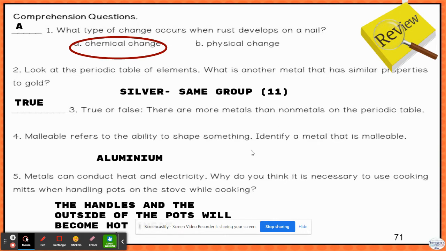Number 3 is a true statement: there are more metals than nonmetals on the periodic table. Number 4, malleable refers to the ability to shape something. Identify a metal that is malleable. I picked aluminum. Metals can conduct heat and electricity. Why do you think it's necessary to use cooking mitts when handling pots on the stove? Because the handles can sometimes get hot as the heat moves through the handle.